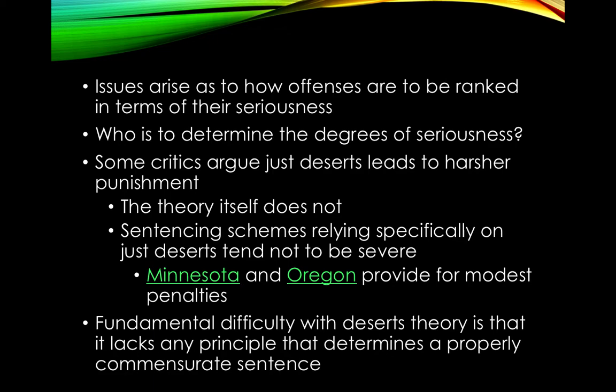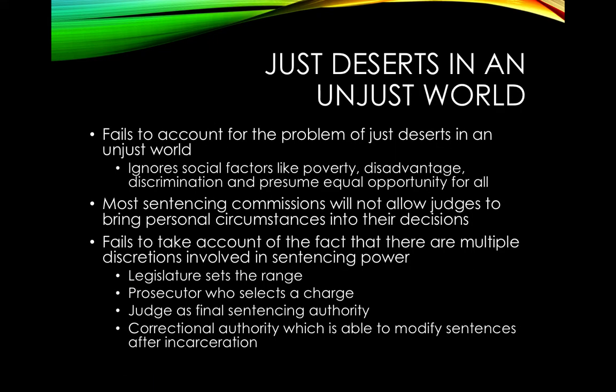What's difficult with this theory is that there isn't a principle that helps us determine a properly commensurate sentence. So a sentence that matches what the person did. It doesn't really tell us how to do that. It also fails to account for the problem that we live in an unjust world: poverty, disadvantage, discrimination, and we presume equal opportunity for everybody, even though that doesn't exist. Most sentencing commissions will not allow judges to take personal circumstances into account when issuing decisions.